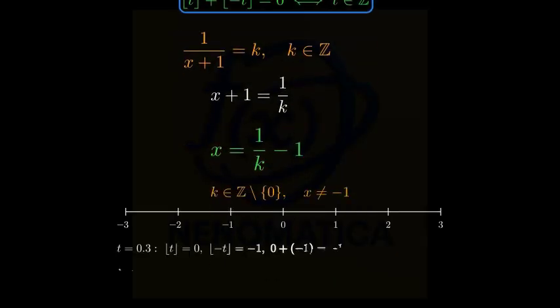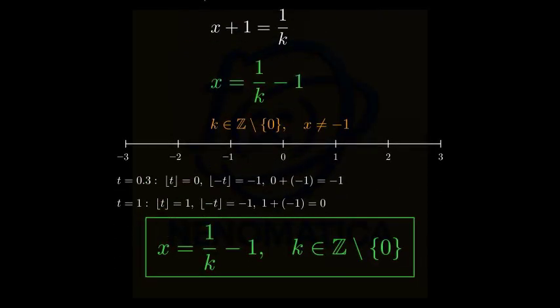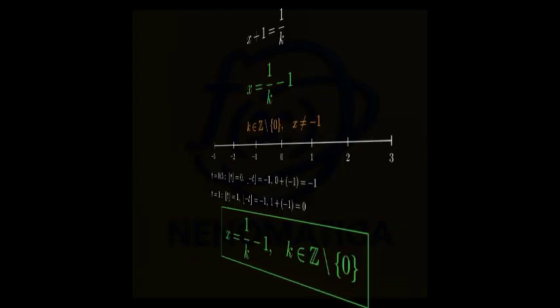As a quick intuition for the identity, when a number is not an integer, its floor plus the floor of its negative equals negative 1. Only when the number itself is an integer do the two floors add to 0. That is why 1 over x plus 1 must be an integer here. Final answer. The full solution set is x equals 1 over k minus 1, where k is any non-zero integer.